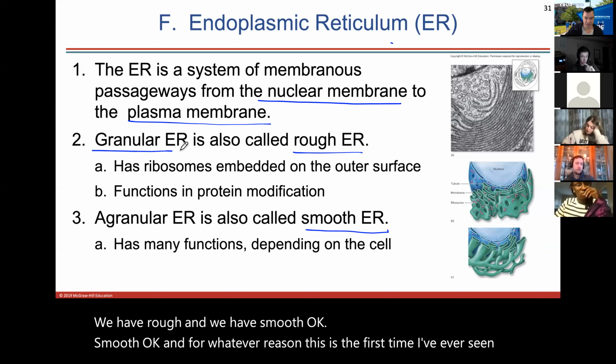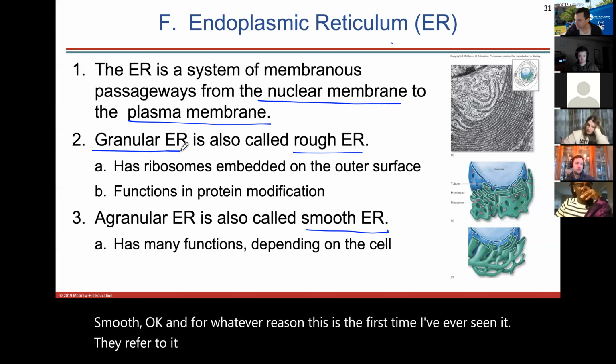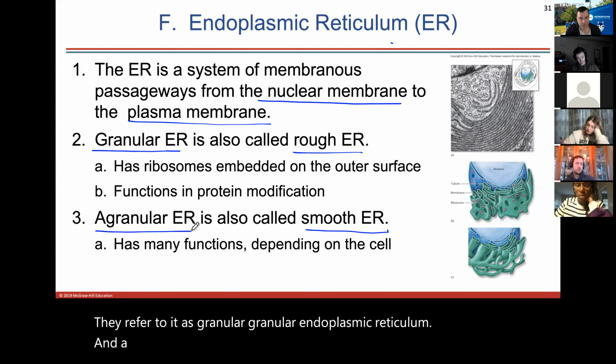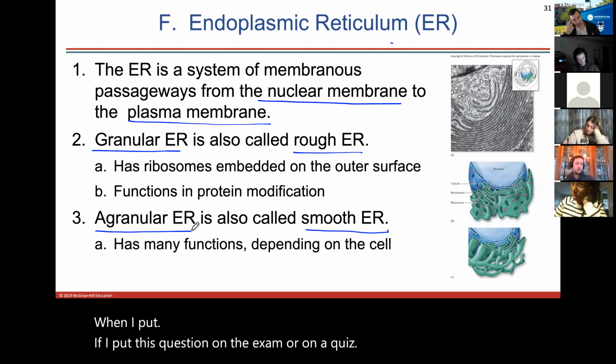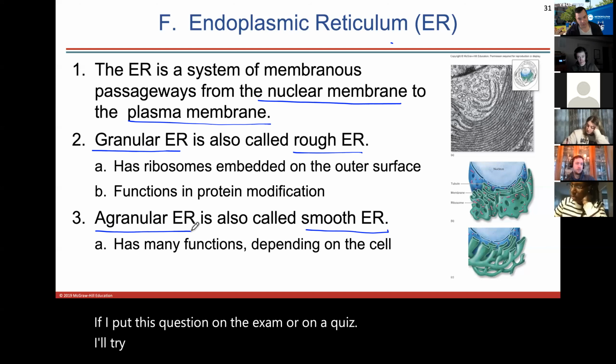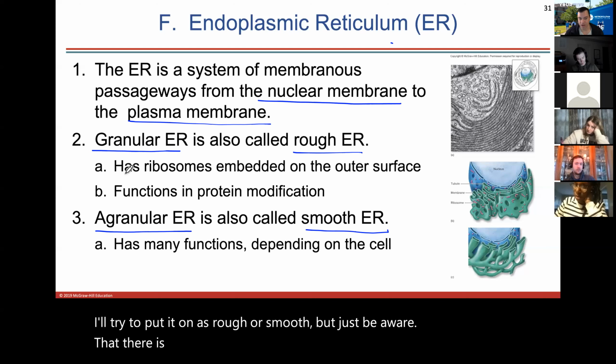And for whatever reason, this is the first time I've ever seen it. They're referred to it as granular endoplasmic reticulum and agranular endoplasmic reticulum, okay? If I put this question on the exam or on a quiz, I'll try to put it on as rough or smooth, but just be aware that there is a slight little nuance to the name here.